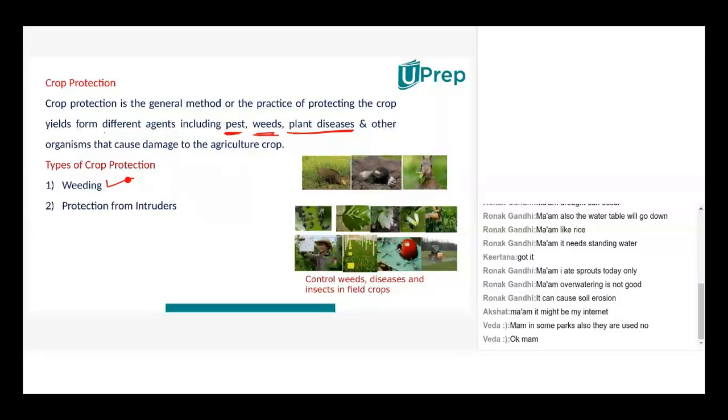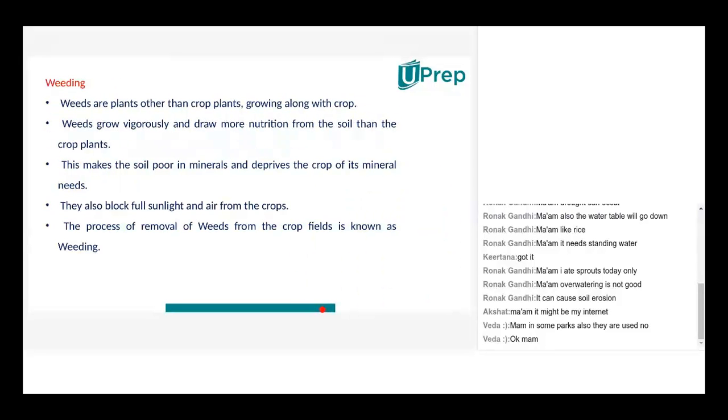Weeding is the process of removing weeds through manual processes or through weedicides. So what are weeds? Weeds are unwanted plants, not substances. They grow with the healthy plants to compete with them for nutrients and sunlight. Correct. So first we'll come to weeding.